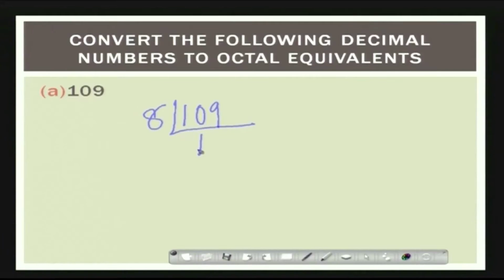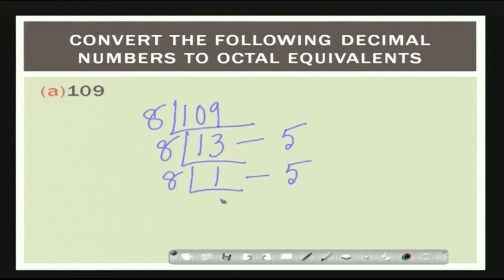So, what I will be getting is 1, and in 29, 8 will go 3 times, is it not? So, we are getting 13 and the remainder will be 5. Now, this 13, if you further divide by 8, what you will be getting will be 1, and you will get again a remainder of 5.